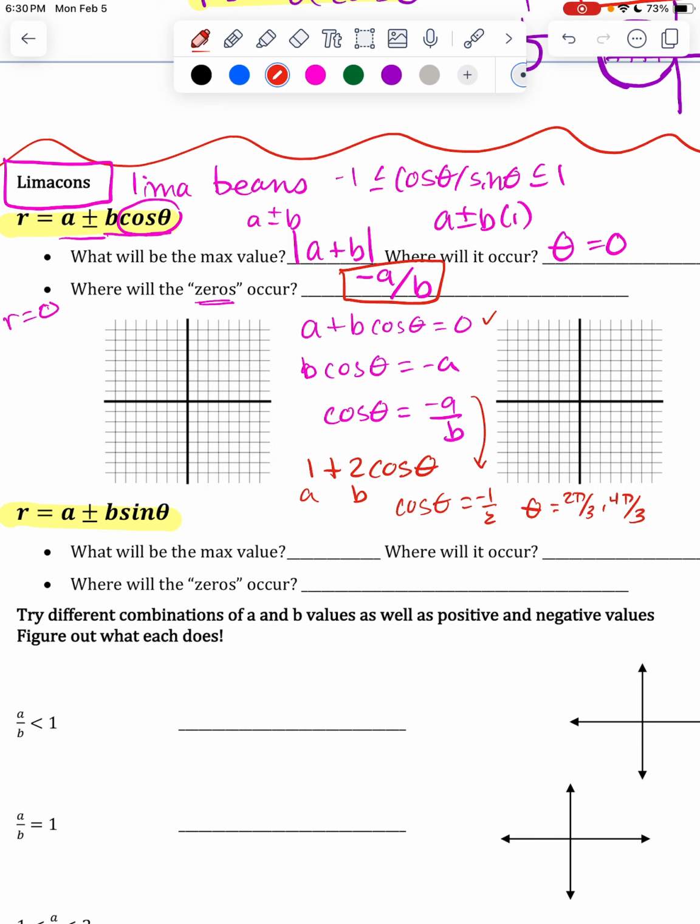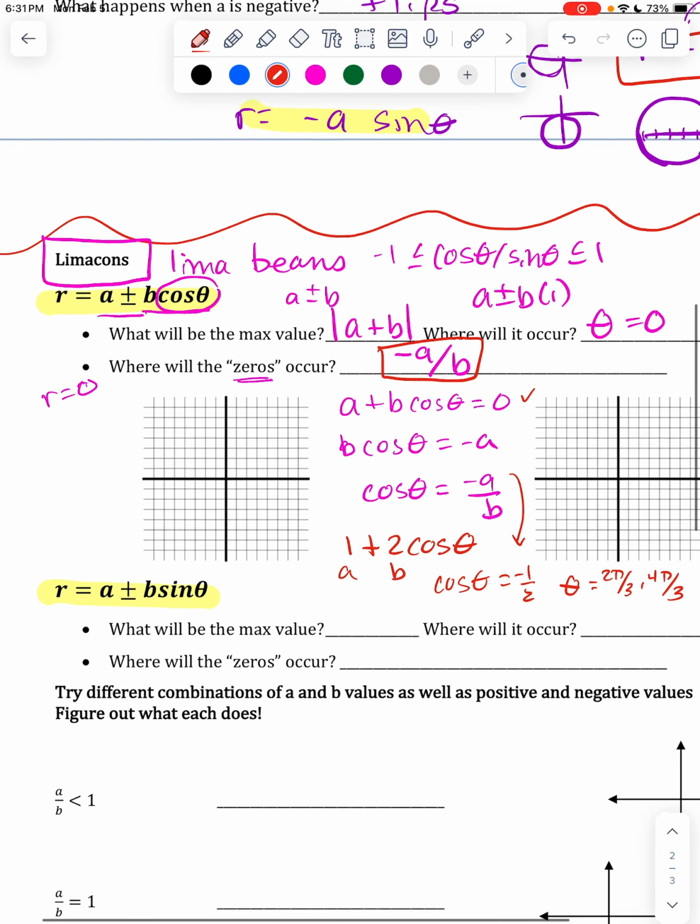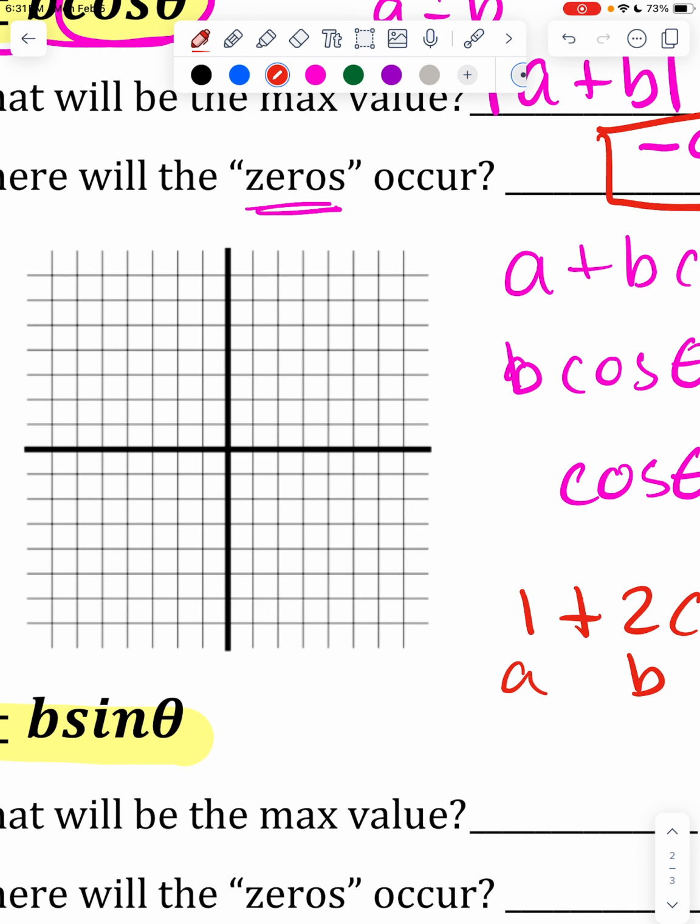Well, if I am typing in my 1 plus 2 cosine, and I'm in my good squared up window, I can see that it goes out to here. I'm going to make this bigger. I have a loop in the middle of it. It goes out to 3, which makes sense because my max value is going to be the absolute value of my 1 plus my 2. So the most it goes out is 3. And then it comes out here, but it loops back around. And so it looks like that.